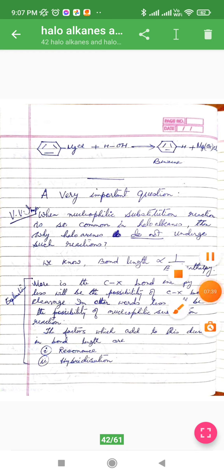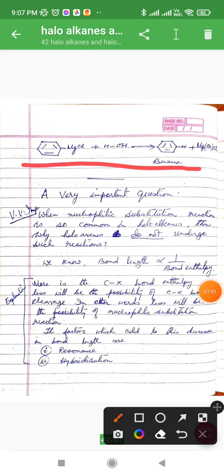So as you can see here, this can be a conversion. How do you convert chlorobenzene to benzene? So how will you do it? First you have to treat chlorobenzene with magnesium followed by hydrolysis.